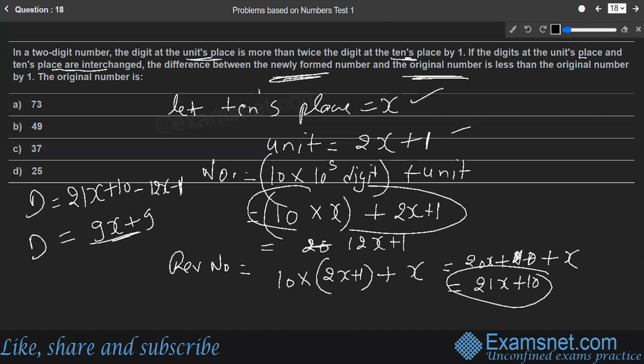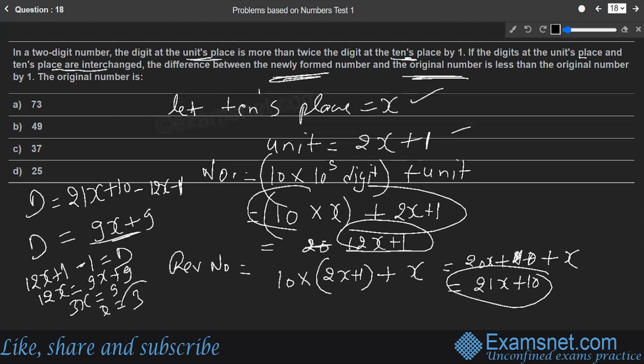What was the original number? The original number was 12x plus 1. So this particular difference is 1 less than 12x plus 1. So we can write 12x plus 1 minus 1 is equal to this difference. So it becomes 12x is equal to the difference, which is 9x plus 9. If we solve this, 3x comes out to be 9. With this, the x value comes out to be 3.